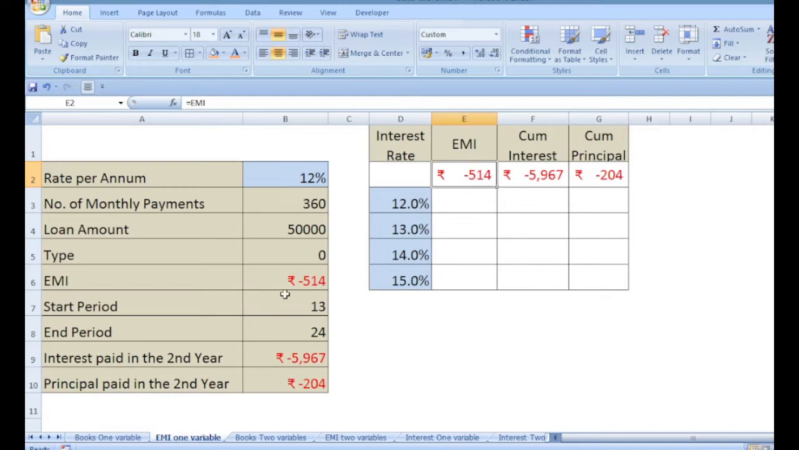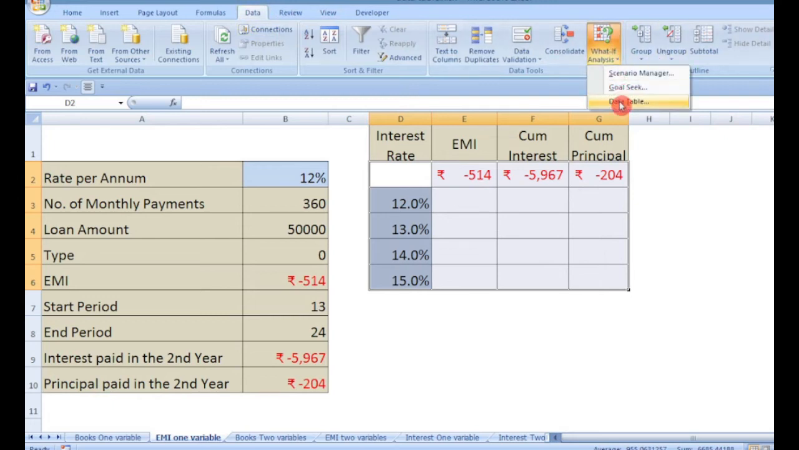I am just linking it, is equal to EMI. This is the name I have specified for this cell, and this is the name I have specified for the interest paid in the second year, cumulative interest, and this is the name I have specified for the principal paid in the second year. I just select this data, What-If Analysis, Data Table.